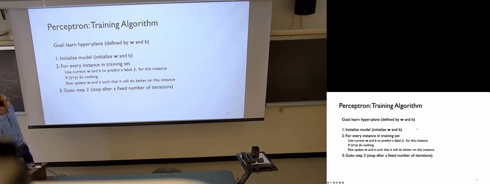The really broad idea is that we first initialize the model to some values. By the model we mean the parameters W and B, and we initialize them to some value. For example, they could all be 0, or maybe non-zero, but any sort of values. And then for every instance in the training set, one by one, we use the current W and B to predict a label. And if the predicted label is the same as the true label, then we do nothing. We don't change anything. And if they're different, we update our model, the weights and the biases, such that it will do better on this instance. But this is the general idea.